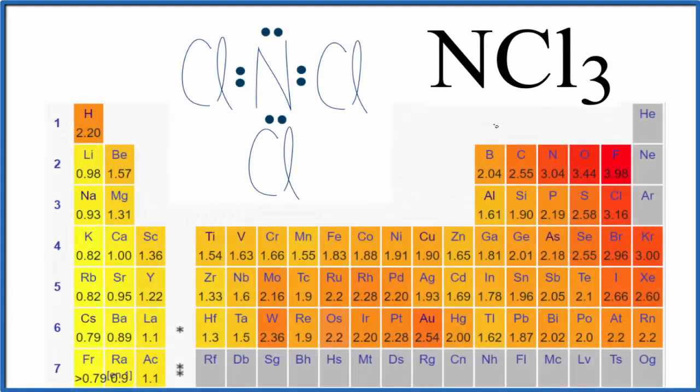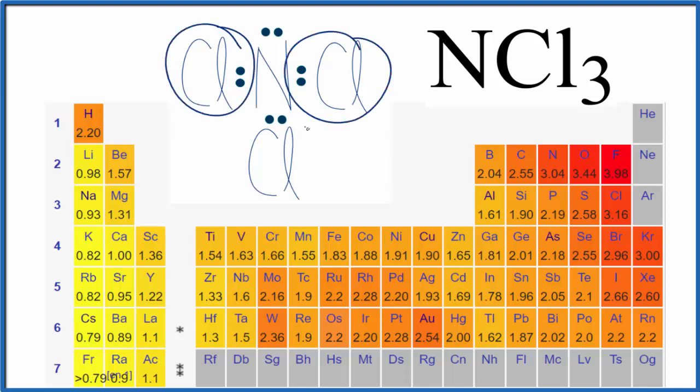In this video, we'll look at whether NCl3 is a polar or nonpolar molecule. So we'll start with the Lewis structure, we'll look at the molecular geometry, and then talk about why it's only slightly polar. So in our Lewis structure here, we see we have these three chlorine atoms, and they're bonded to the nitrogen. They're sharing these electron pairs here. And we have a lone pair up here. So that's our Lewis structure.